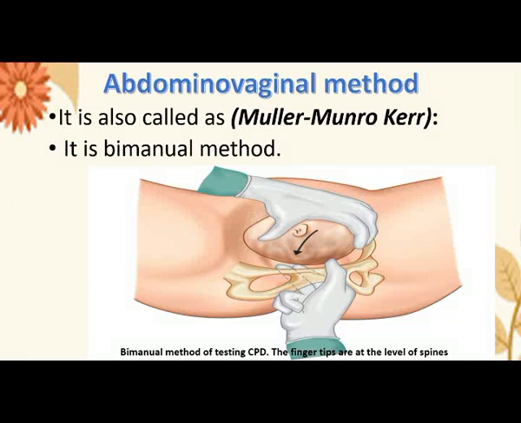Next, abdomino-vaginal method. It is also called the Muller's-Munro curve method. It is a bimanual method. So this is by both hands. One hand per vaginally and the second hand abdominally.